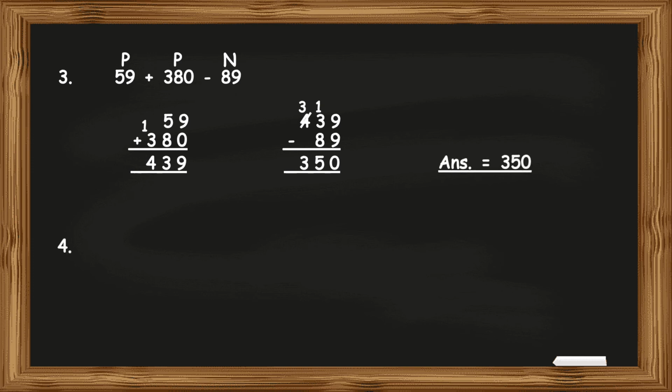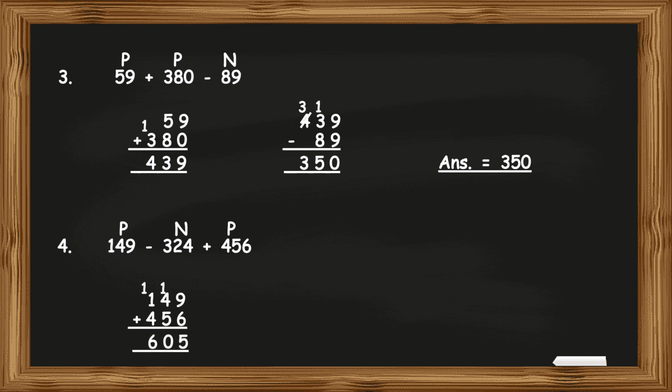One more example. 149 minus 324 plus 456. 149 is a positive number. 324 has a minus sign, so it is a negative number. And 456 is a positive number. Add the two positive numbers, which are 149 and 456. The sum is 605. From 605, subtract the negative number 324. The difference is 281. Answer is equal to 281.